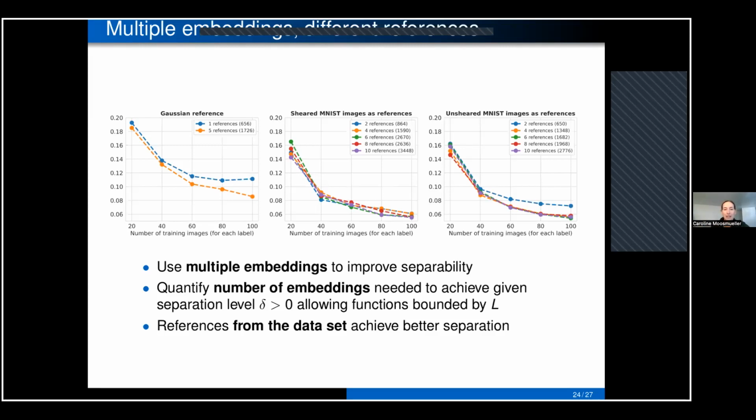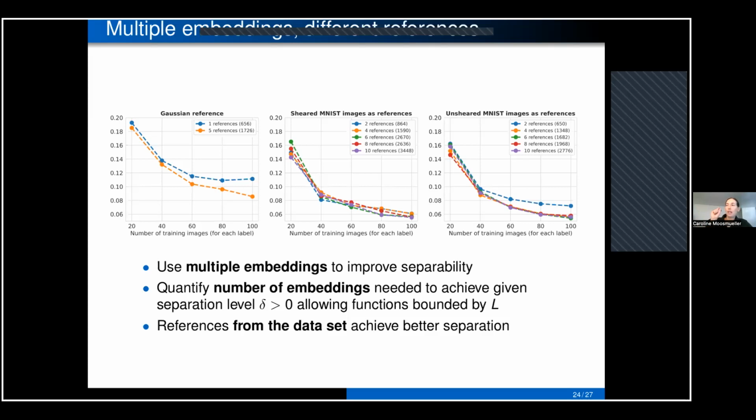So here we just played a little bit around with different references. The left plot is a Gaussian reference. The middle plot is taking as reference one of the images from MNIST in this case, and then shearing it. And the last plot is taking one of the original MNIST images without shearing it. So these are three kinds of references that we are trying. And this plot also combines another question that we're asking. It's not just about what is the best reference, but also what happens if I use multiple embeddings, right?